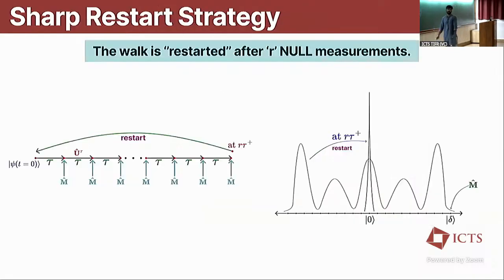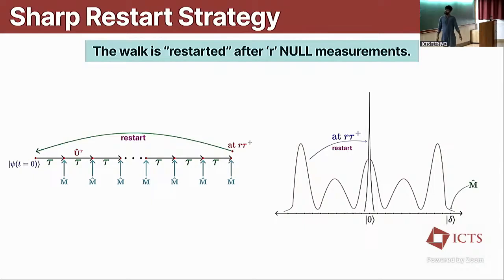You introduce the sharp restart strategy. You let the walk go on, and you restart the walker after every R null measurements. This is some pre-decided number R that you have decided before the walk. There are methods to decide what R is best for the walk, but I won't go into that. Let's just say there's some R, and you restart the walk after R null measurements. R times you get no detection, and you bring it back to the initial state. This is what is happening to the wave function. The wave function is evolving, and after R null measurements at the target side, you bring it back to the initial state.